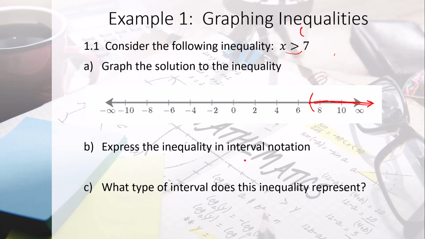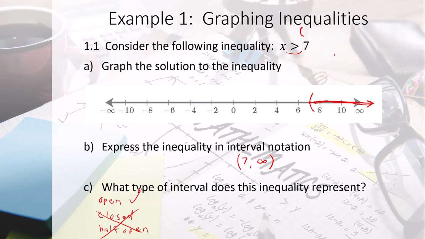Now, how would we express this in interval notation? Well, notice that we are going to go from 7 to infinity. Since you can never reach infinity, we actually have to have a parenthesis here. Since we have a strict inequality, we actually have a parenthesis here. And what kind of interval does this represent? Well, keep in mind, there's only 3 types. It can either be open, it can be closed, or it can be half open. And in this particular case, it is an open interval.